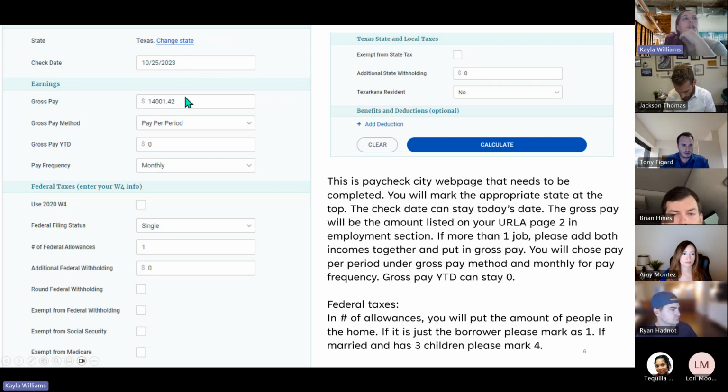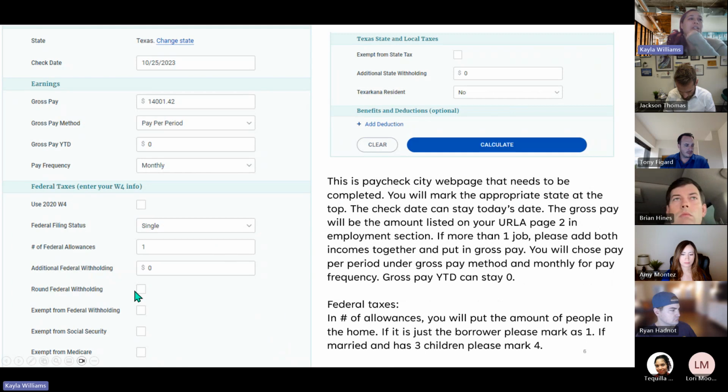You're going to put the gross pay that you have on page 2 in your employment sections. If you have 2 jobs, you're going to add them together. You're going to put pay per period in this section for gross pay method. The gross pay year to date can stay 0. And your pay frequency is going to be monthly, because it's the monthly income that we use.